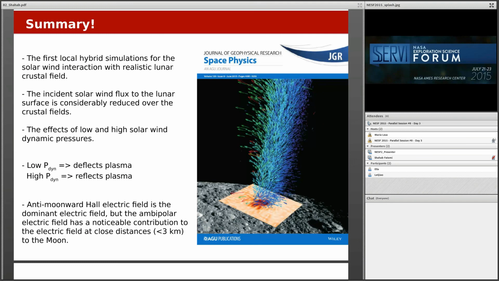And we also saw that the anti-moonward Hall electric field is the dominant electric field, but the ambipolar electric field has a noticeable contribution to the electric field at very close distances to the moon. So I should end up here.